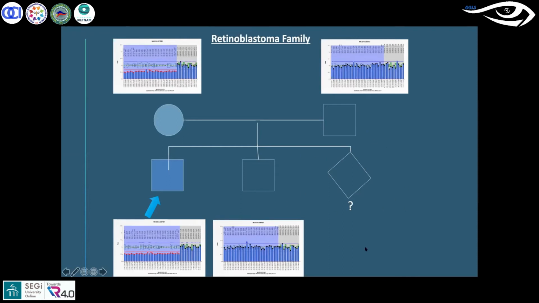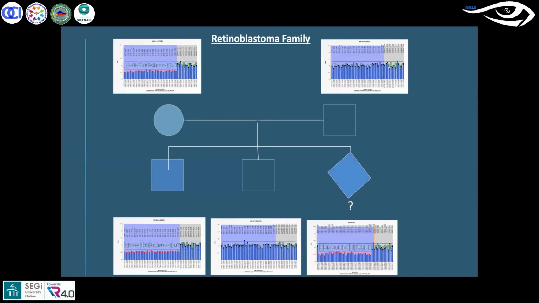So we told the family, and they planned for the next child. During the prenatal stage, we took a chorionic villus sampling and tested that, and this was the result. Okay. So all of you can see it. Take a minute and judge for yourself whether this child will get retinoblastoma or not.